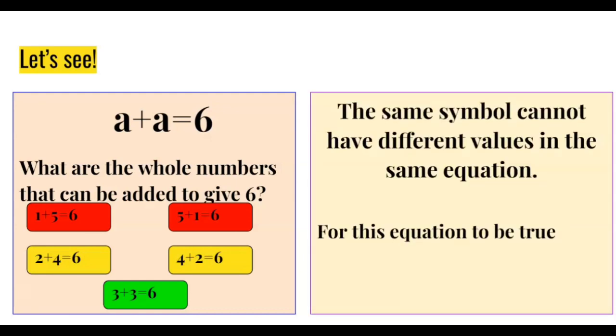The same symbol cannot have different values in the same equation. Why? Because a cannot be 1 and 5 at the same time. How would we know which value of a to write down? It cannot be the same for this specific equation. So no, it would not be true. The only way for this equation to be correct is if a equals 3. So within a given equation, the same symbol or letter cannot have two values.